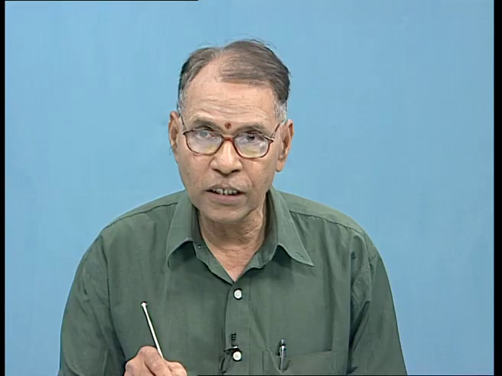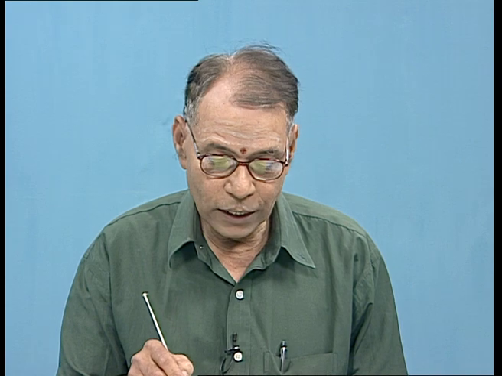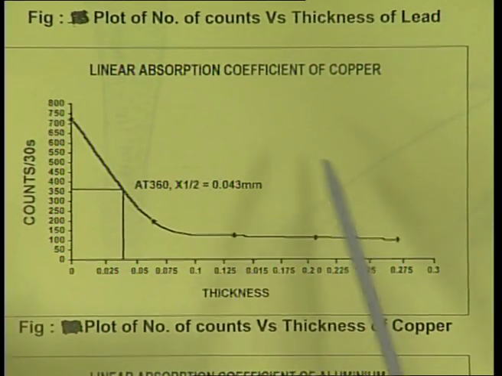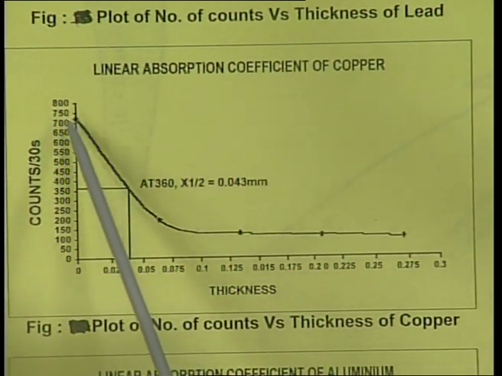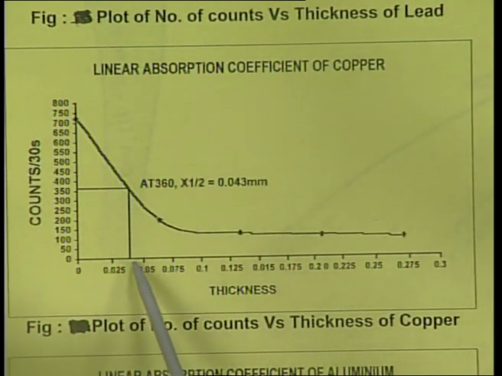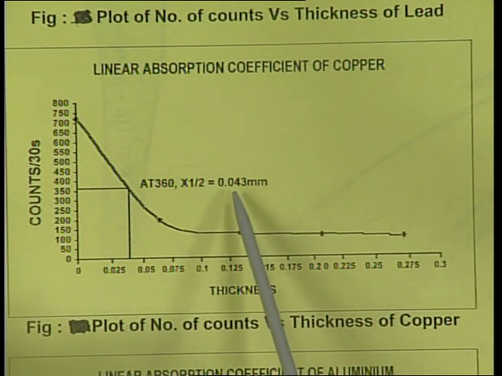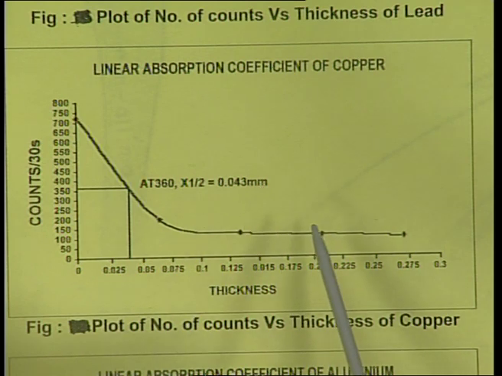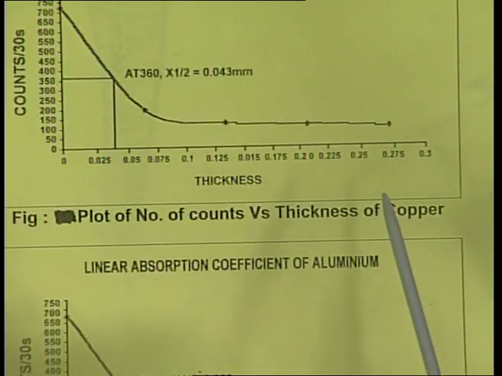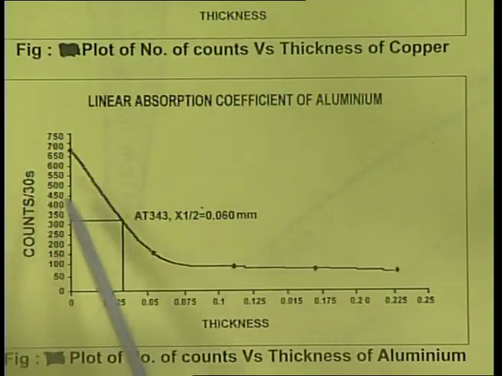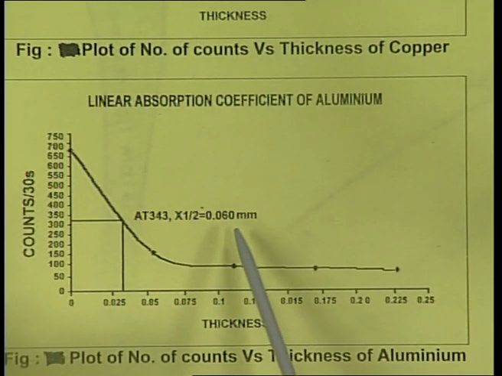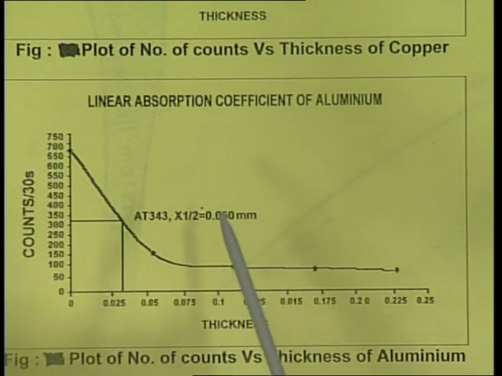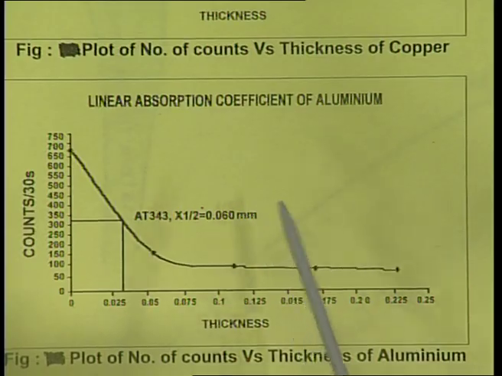Now, we will see the other materials. Take copper: when the counts become half, the thickness happens to be 0.043, and when it goes to aluminum, the thickness happens to be 0.06 mm. Like this, it will vary from material to material.